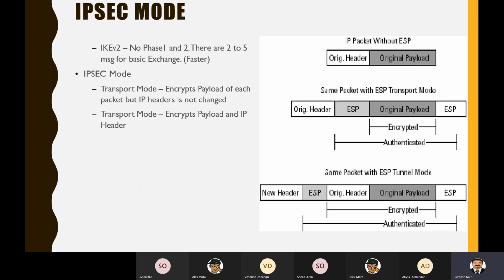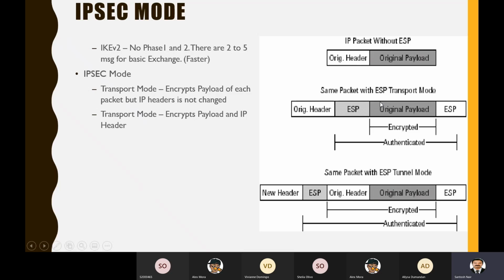Okay. Next is the IPsec mode actually. So IPsec mode itself, we have two modes actually. One is transport mode and tunnel mode. So when this data is being encapsulated, after that, the entire packet, if it is tunnel mode, what is happening? The entire packet is getting a new header. So the entire packet will be getting a new header in tunnel mode, whereas in transport mode, the original header will be there.